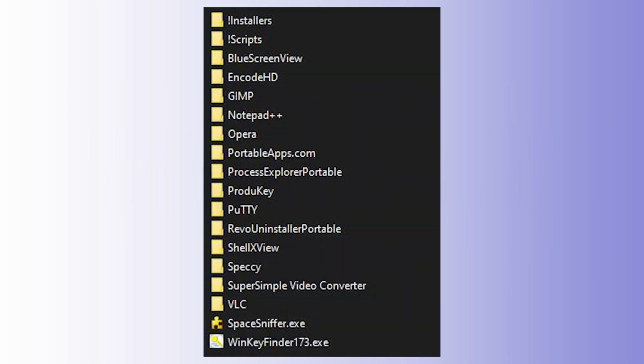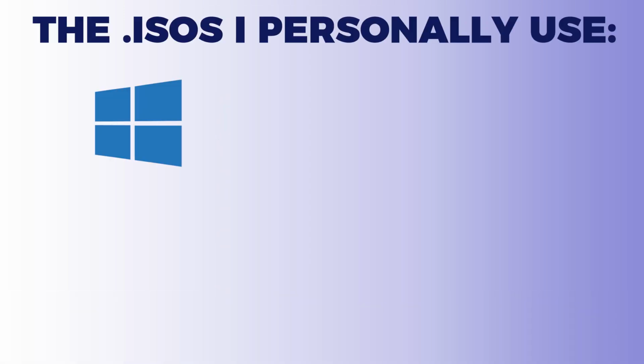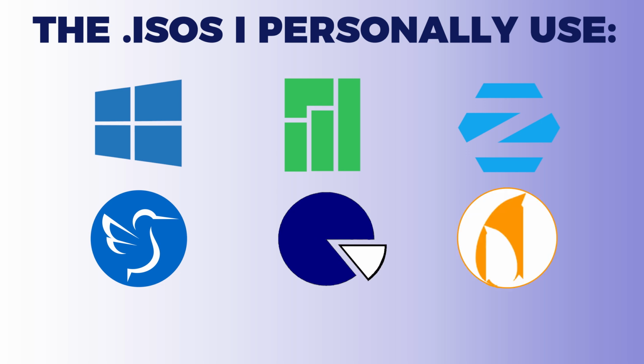Here's a screenshot of my tools folder, and I've downloaded most of them from portableapps.com. As far as ISOs go, on my Easy2Boot drive, I have the Windows 10 64 and 32-bit installers. And in my Linux directory, I carry Manjaro, Zorin OS Lite, Lubuntu, GParted, and Clonezilla.